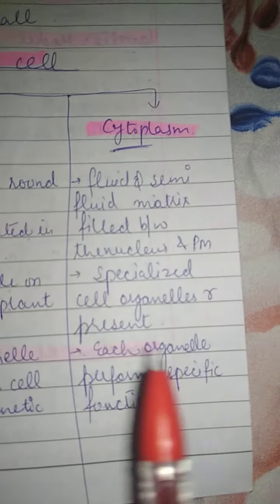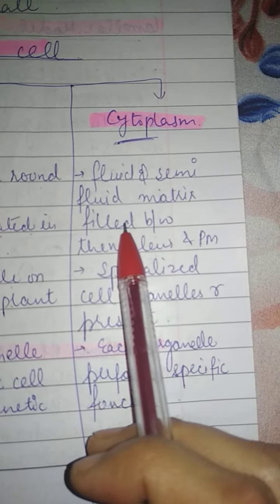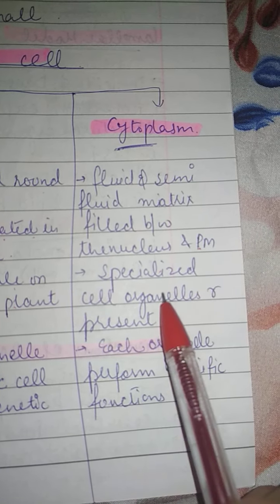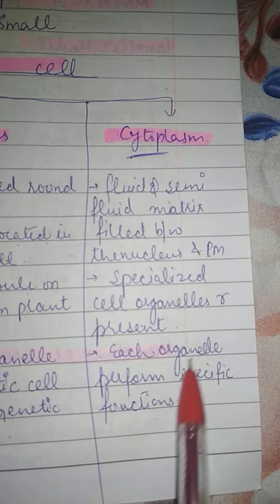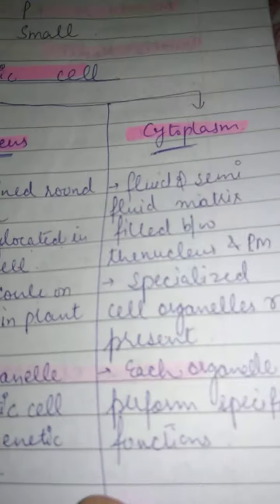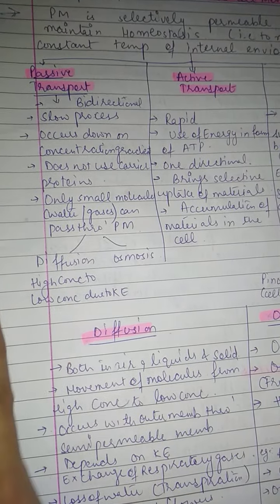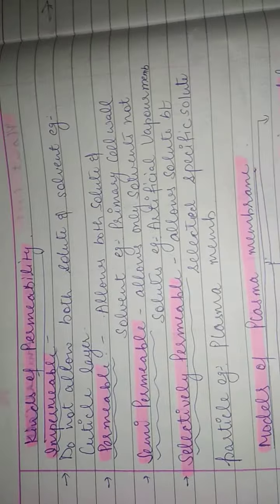Cytoplasm. Cytoplasm is the fluid and semi-fluid matrix filled between the nucleus and the plasma membrane. Specialized cell organelles are present. Each organelle performs a specific function. In the cytoplasm, any of the organelles like mitochondria, Golgi apparatus plays a different function. Now the kinds of permeability, we have already discussed in eukaryotic cells.